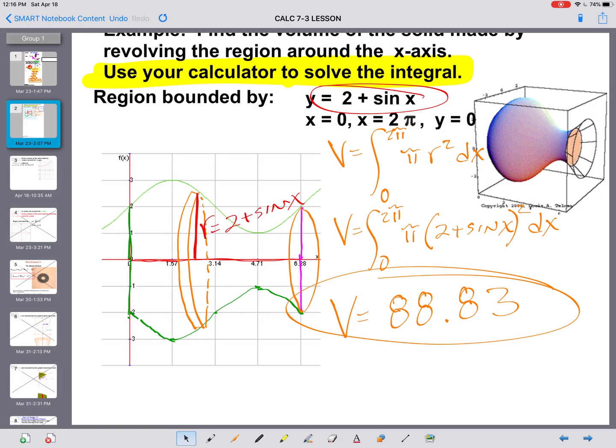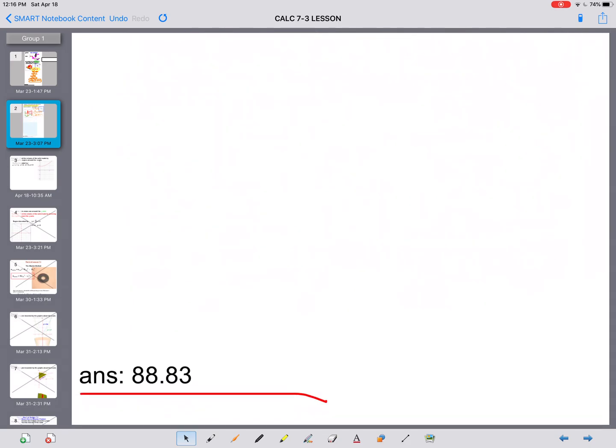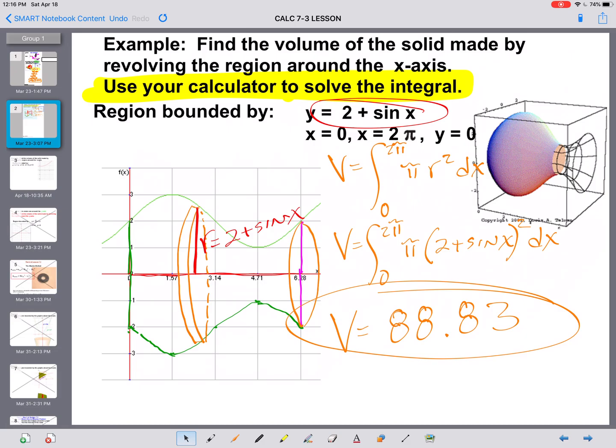See, you're doing the slices from 0, and you're slicing right here, right here. You're slicing, and you're slicing all the way to x equals 2 pi. Okay, and that whole volume is 88.83. Let's double check, yep, that's what I had last time. Okay, looking good. That's the end of part 1. We have one more problem in part 2. So go ahead and find part 2 of lesson 7.3.